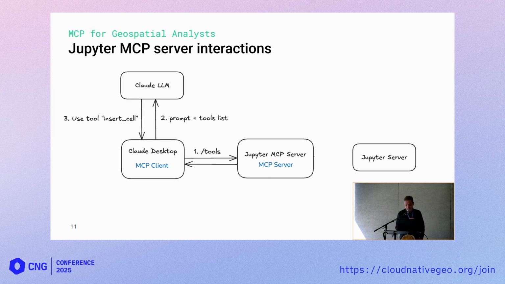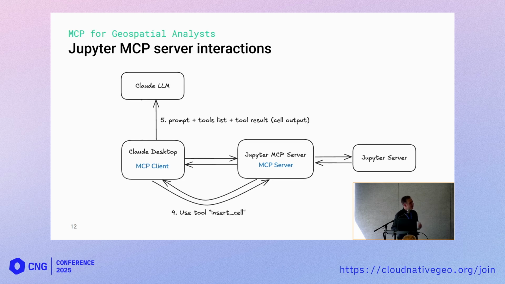And the LLM is going to say, okay, I understand your prompt, but please use a tool. In this case, insert a cell. So the MCP client is going to say, insert a cell. The MCP server is going to go to the server, insert the cell, get the response. And as a user, I will get my final answer.